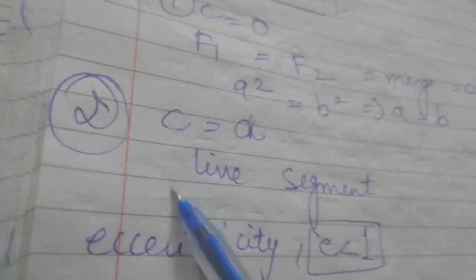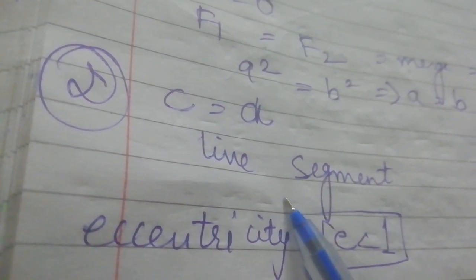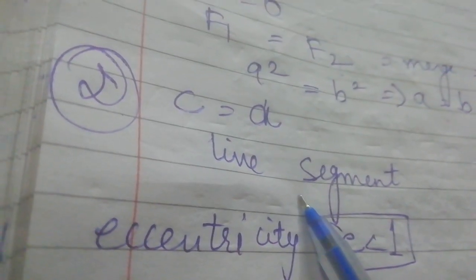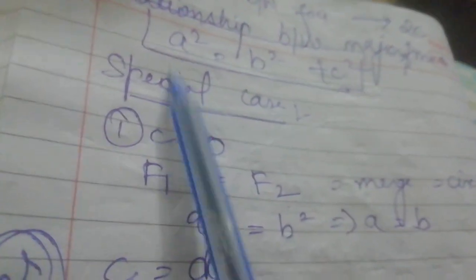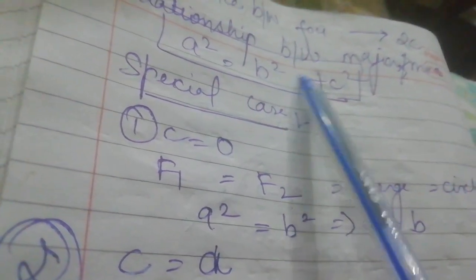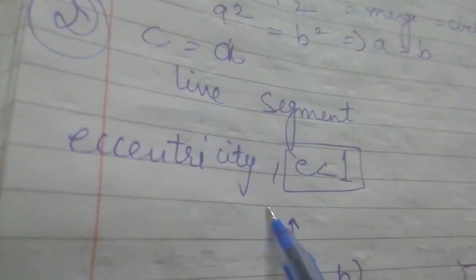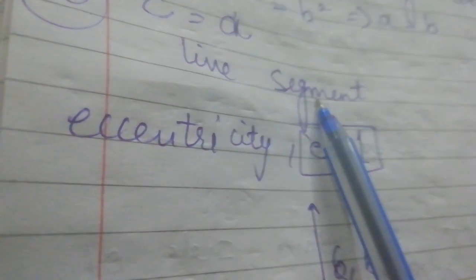Now the second case: c is equal to a. If this is the case, then c squared becomes a squared, so a squared equals b squared plus a squared. The a squared terms cancel out, and we get b squared equals 0, so b equals 0. So if the two foci become the same as the end points, the ellipse gets reduced to a line segment.